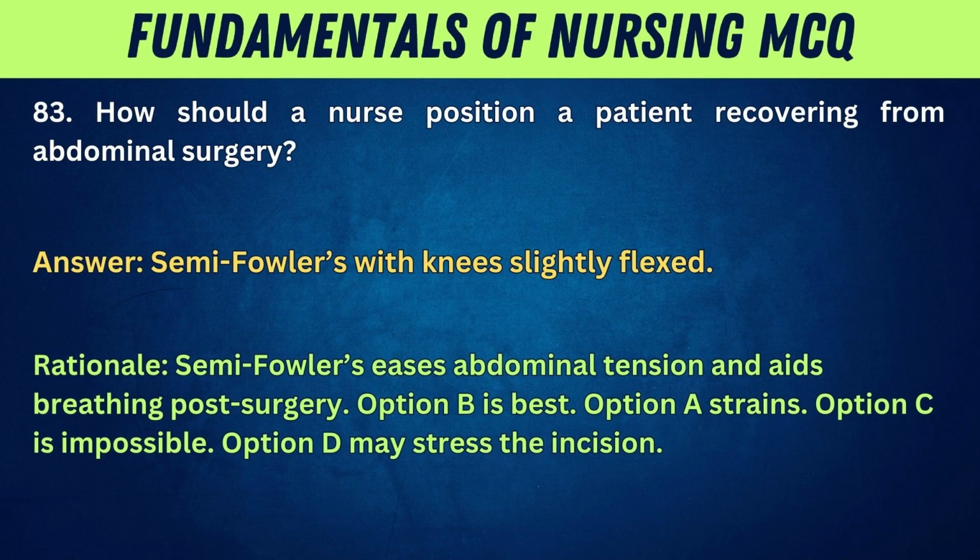Rationale. Semi-Fowler's eases abdominal tension and aids breathing post-surgery. Option B is best. Option A strains. Option C is impossible. Option D may stress the incision.